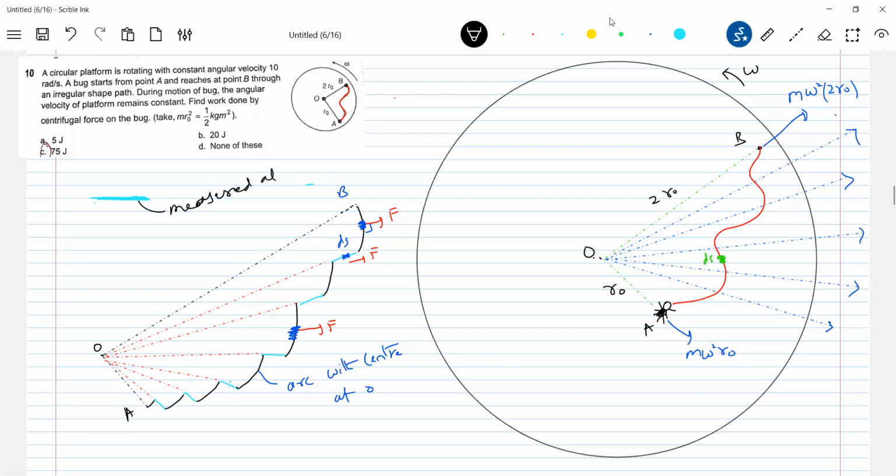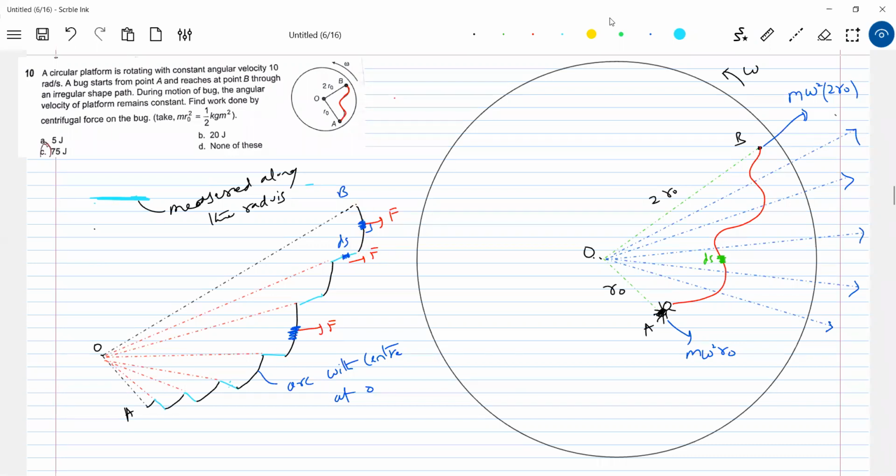Directed, measured along the radius. What about the arc? The arc is measured with center at O. Already I think I wrote it here. So where is the centrifugal force doing work? It is doing work only in that blue color, no? When the bug is moving here, the centrifugal force will be doing work. When the bug is moving like this, it will not be doing work.